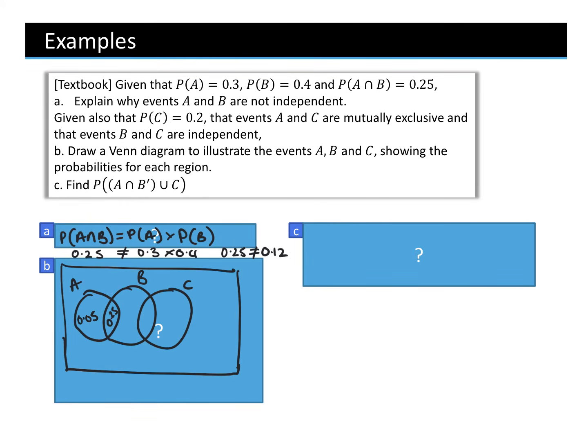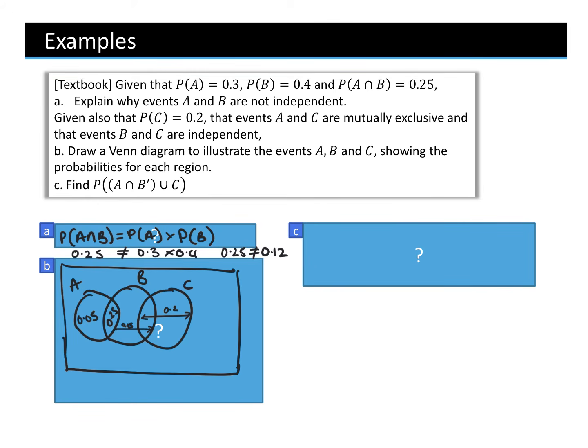It's told us the probability of C is 0.2, okay? The whole of C is 0.2. So all of this is 0.2, okay? Now we know all of B is 0.4, but if we've already got 0.25, that means 0.4 take away 0.25, so this bit is 0.15. Everyone happy with that? But how do we find the intersection?